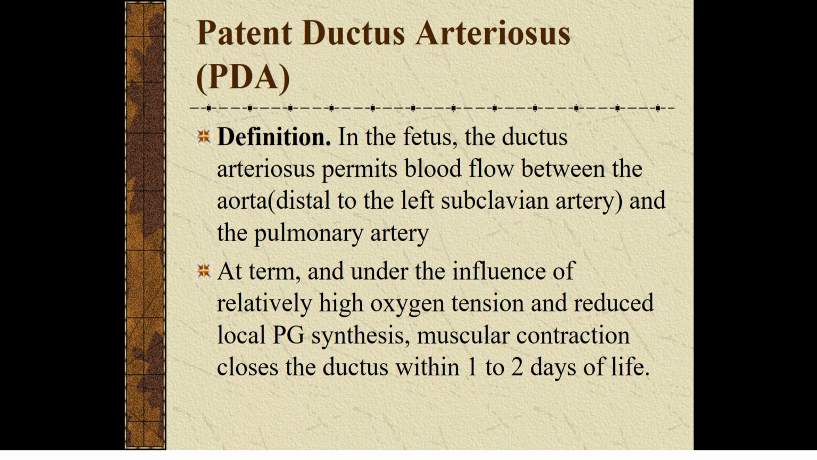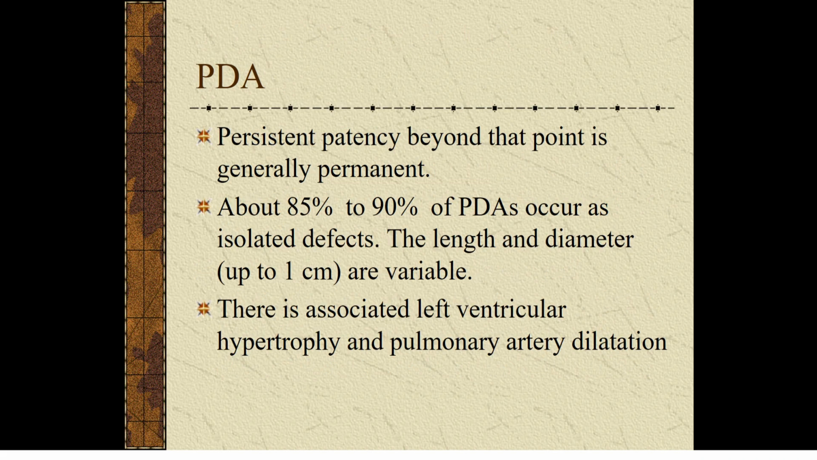Patent ductus arteriosus. Definition. In the fetus, the ductus arteriosus permits blood flow between the aorta, distal to the left subclavian artery, and the pulmonary artery. At term, under the influence of relatively high oxygen tensions and reduced local prostaglandin, muscular contraction closes the ductus within 1 to 10 days of life. Persistent patency beyond that point is generally permanent.